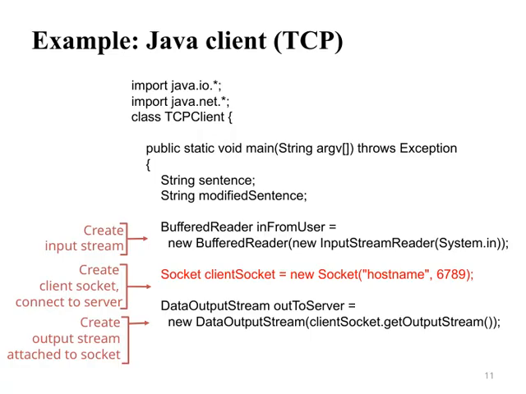Let's take a closer look at this example of a Java client using TCP. First, we import the necessary classes from java.io and java.net to handle input-output streams and networking functionalities.